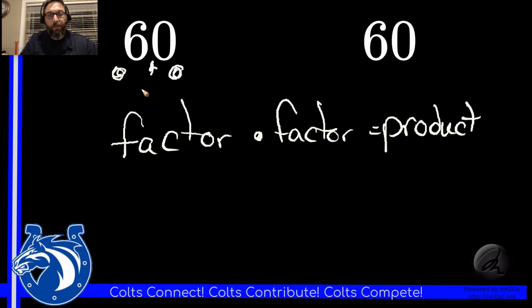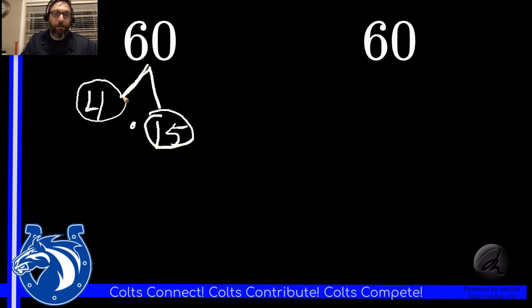So 60, there's two different ways we've taught this. One is with the branches and the tree method. So with 60, we can go any number of ways. Let's say 4 and 15. 4 times 15 does equal 60, so we're good to go. Are these prime factors? They are not, because we can still break them apart.